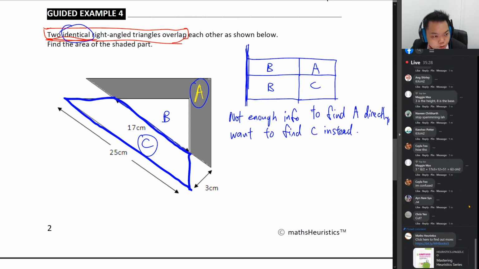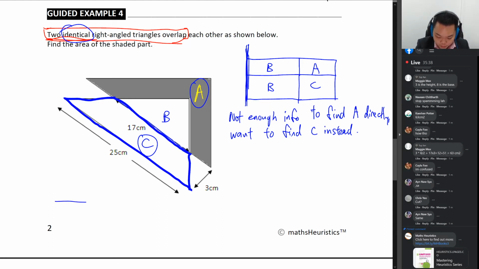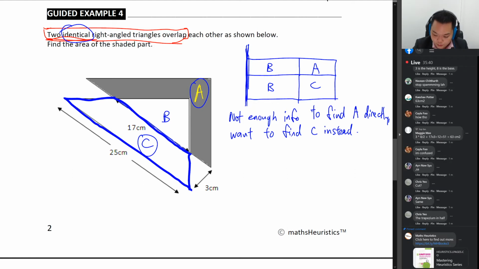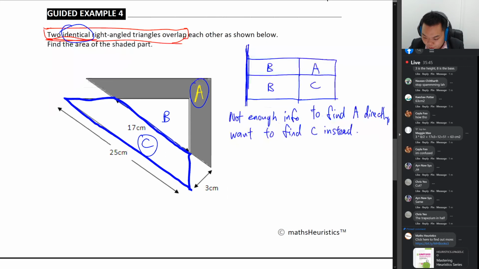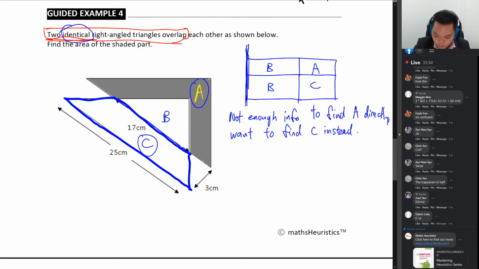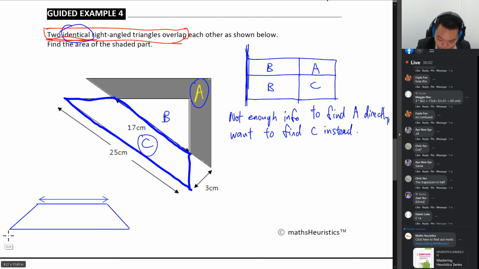Okay, Kayla, which part are you confused about? Yeah, you want to cut them up first. So let's just think of it this way. Okay, let's just say that this trapezium here. Okay, let me get rid of this first. Let me get rid of the page number. This one here.